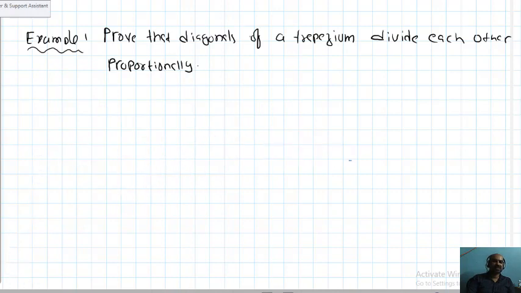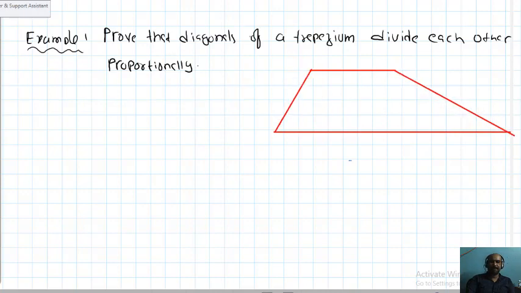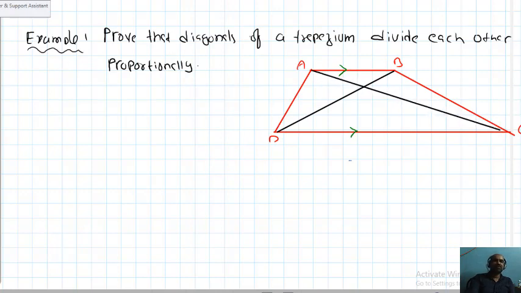Now I want to draw the exact diagram. So this is one side of the trapezium. This is another side of the trapezium. Okay, these are the non-parallel sides. Let these be A, B, C, D. So assume that AB is parallel to DC. Now I want to join DB and AC. Those two are the diagonals. Let them intersect at the point, say O.